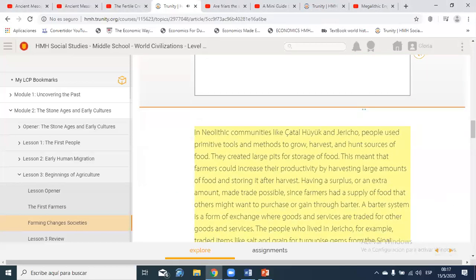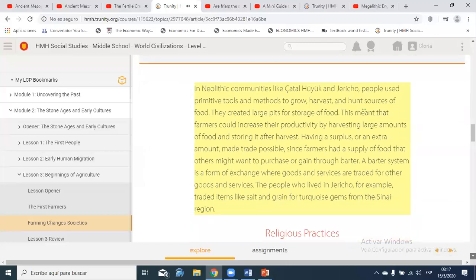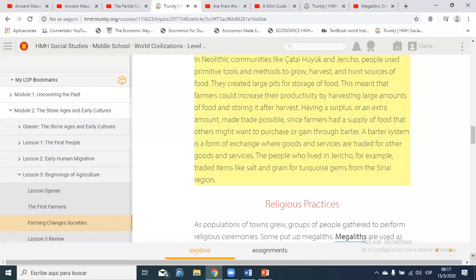In Neolithic communities like Çatalhöyük and Jericho, people used primitive tools and methods to grow, harvest, and hunt sources of food. They created large pits for storage of food. This meant that farmers could increase their productivity by harvesting large amounts of food and storing it after harvest. Having a surplus made trade possible, since farmers had a supply of food that others might want to purchase or gain through barter.